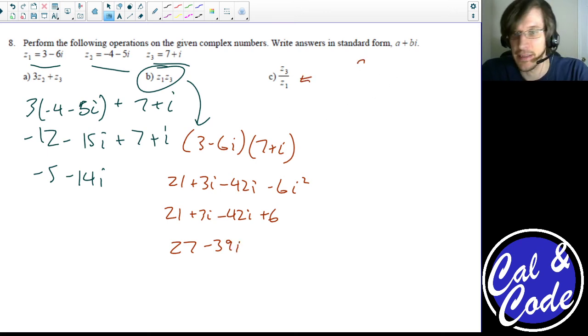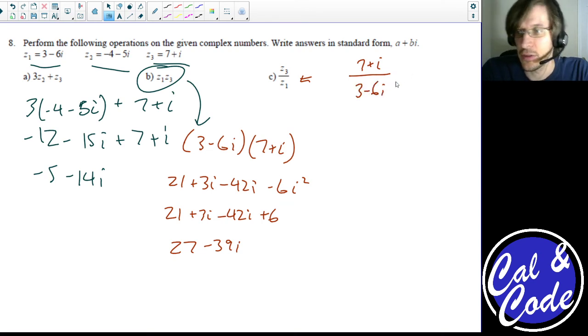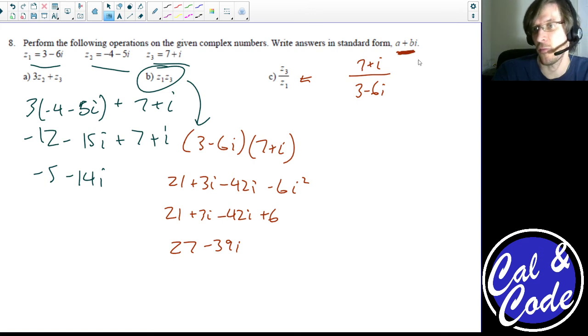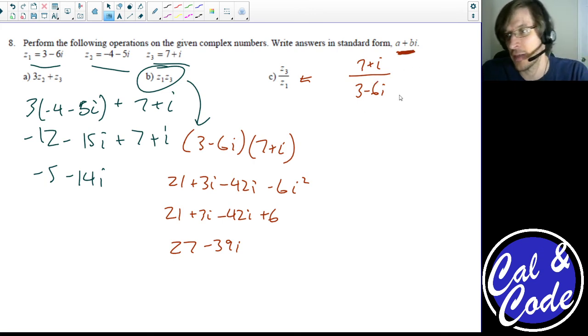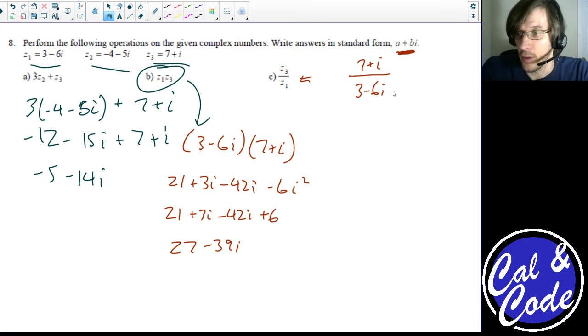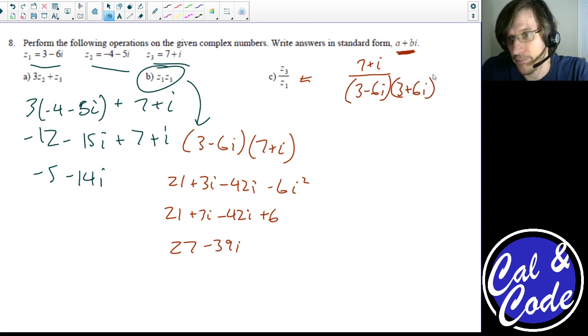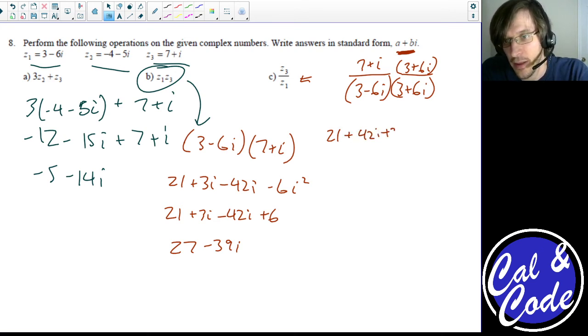Division, I'm going to take 7 plus i, and divide it by 3 minus 6i. To do the division and be able to write it in our standard form of a plus bi, we have to multiply the top and the bottom by the conjugate of the denominator. The denominator is 3 minus 6i, so I have to multiply top and bottom by 3 plus 6i. When I multiply out the numerator, that gives me 21 plus 42i plus 3i plus 6i squared.